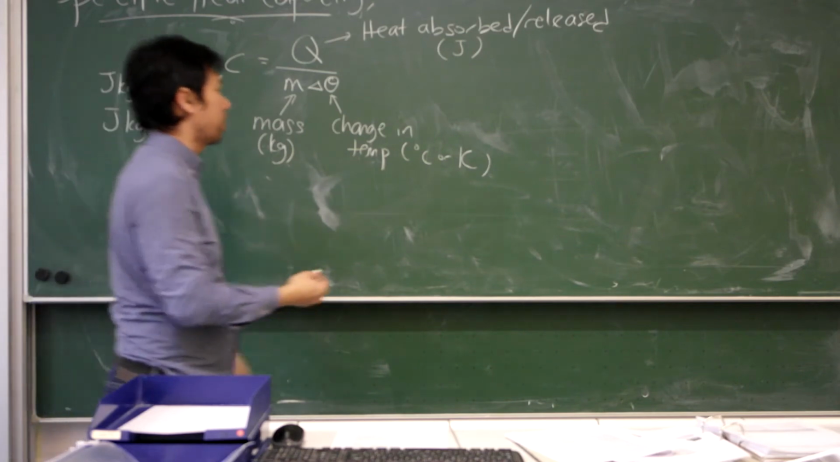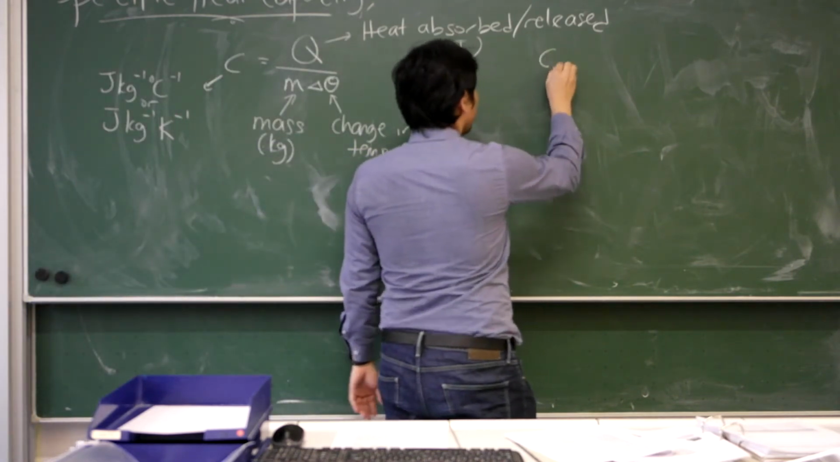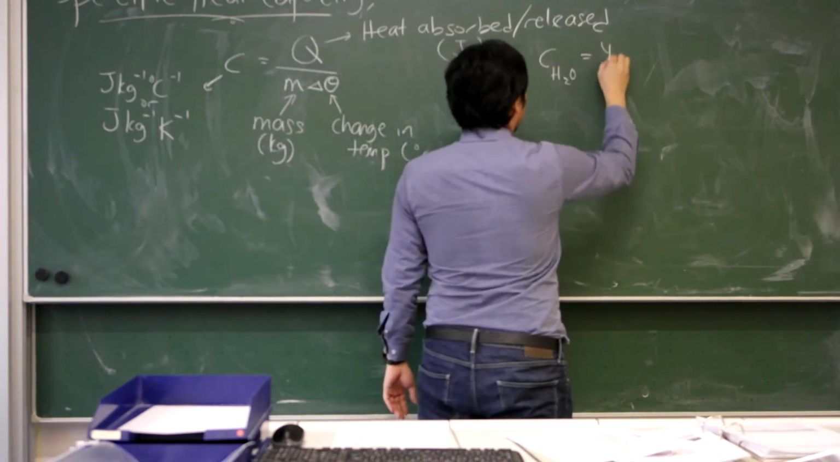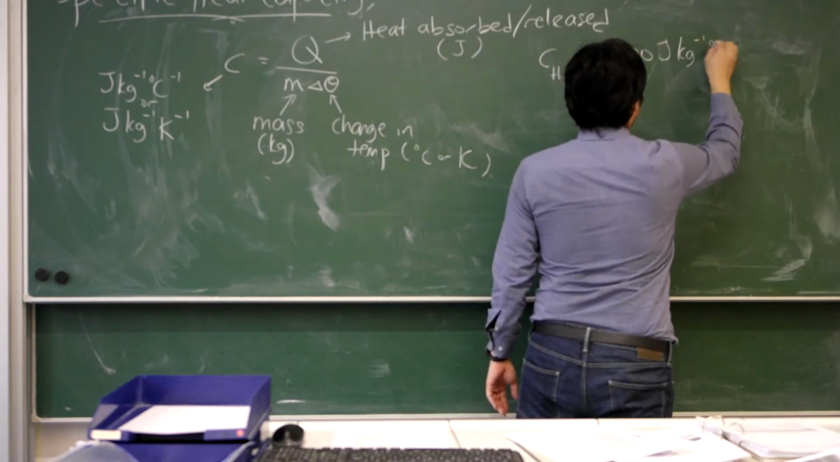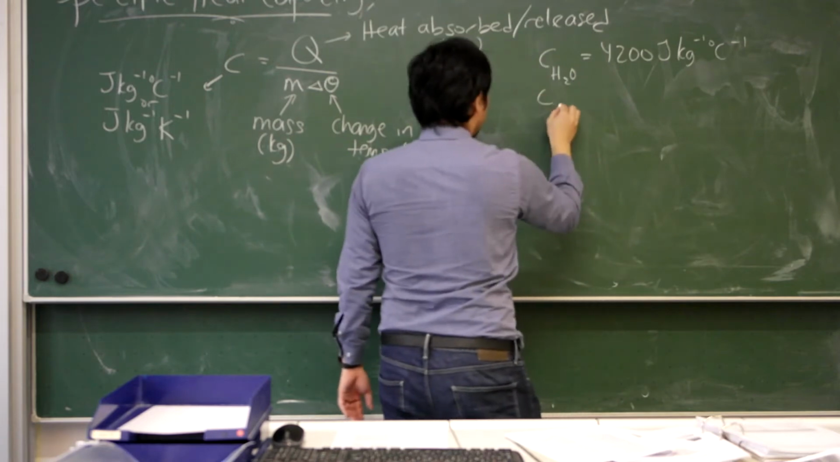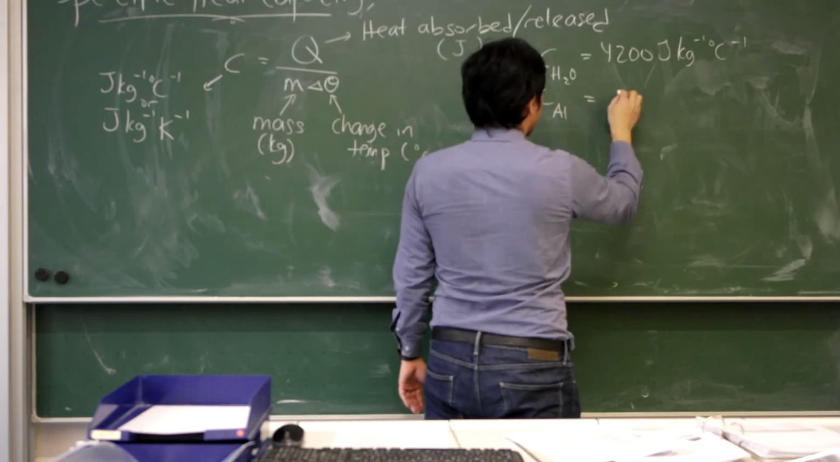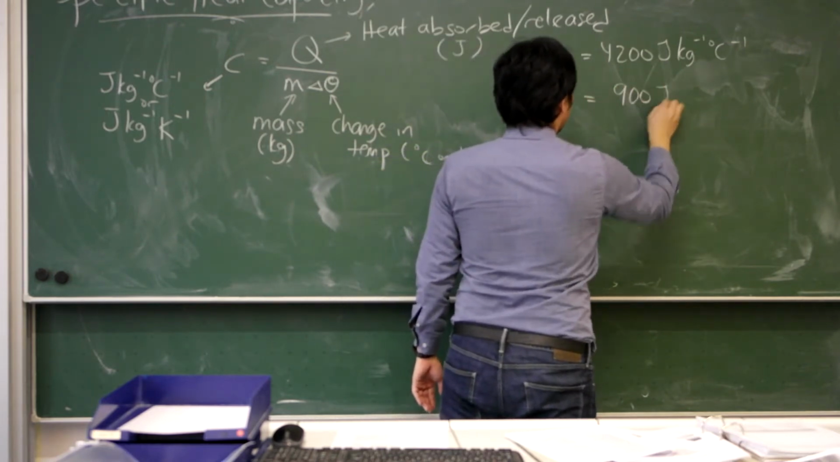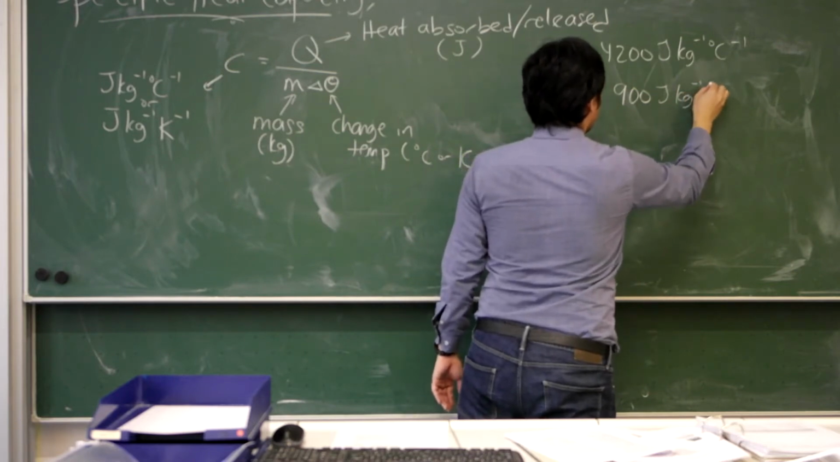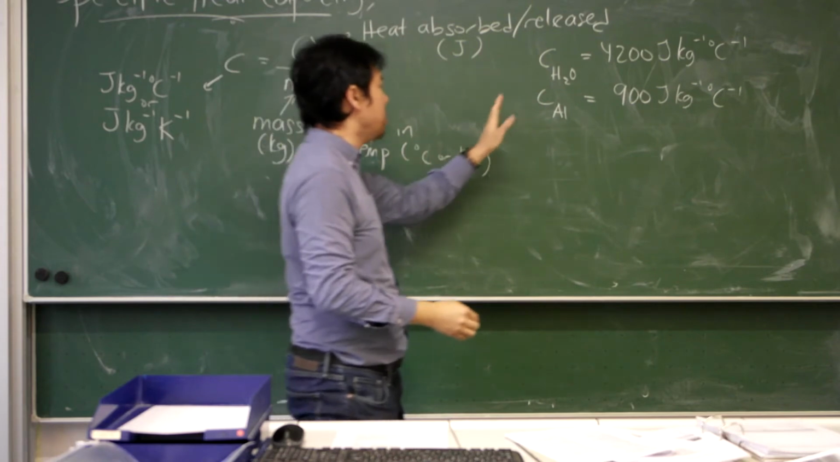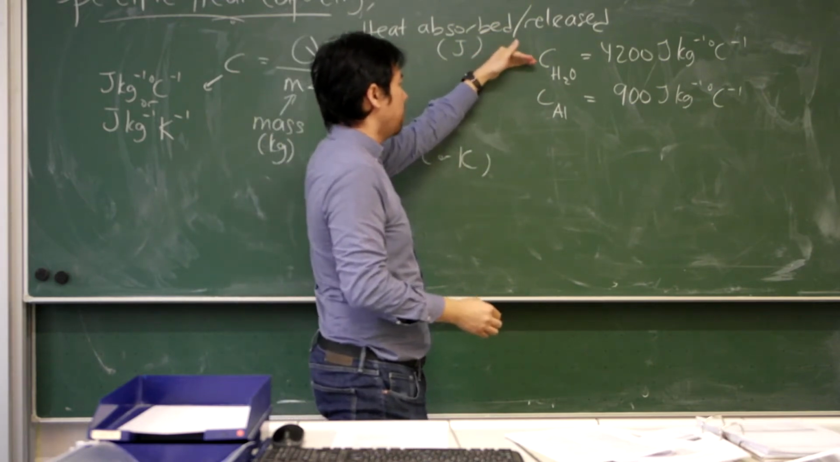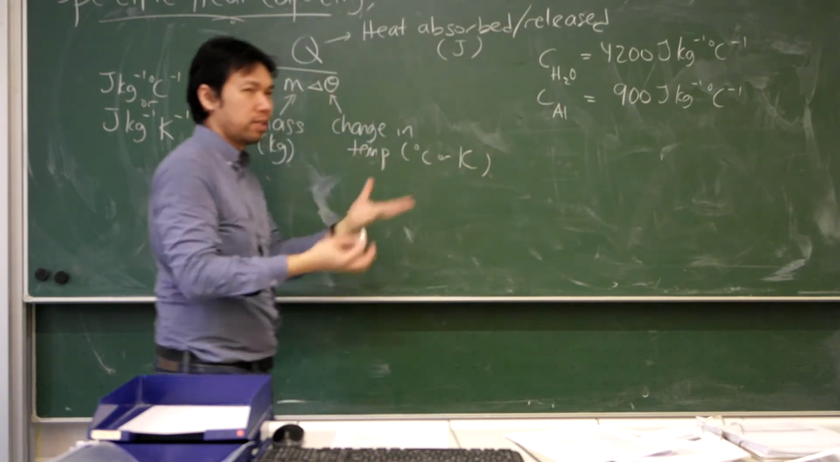try to understand, alright? So the C for water is 4,200 Joule kg minus 1 degree Celsius minus 1. The C for aluminium is much lesser, but let's say 900 Joule kg minus 1 degree Celsius minus 1. Now, you need to understand what's the meaning of a big C and a small c.